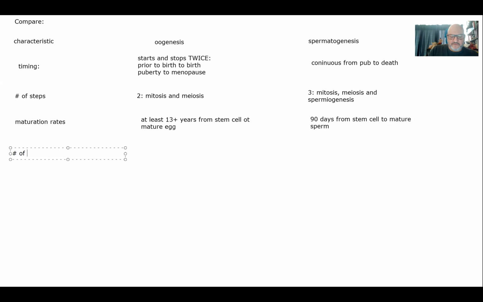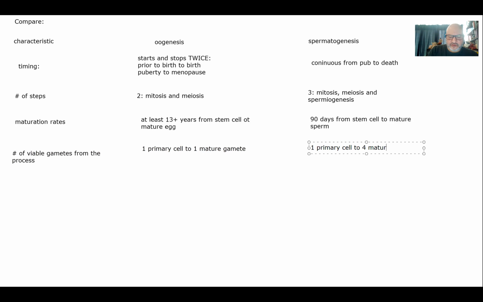Number of viable gametes from the process. All right. Again, here we go from one primary cell to one mature gamete. Here we go from one primary cell to 4 mature gametes. Excellent. And I'm sure there are a bunch more we could do as well, but you get the idea. These are the ways that we can compare.